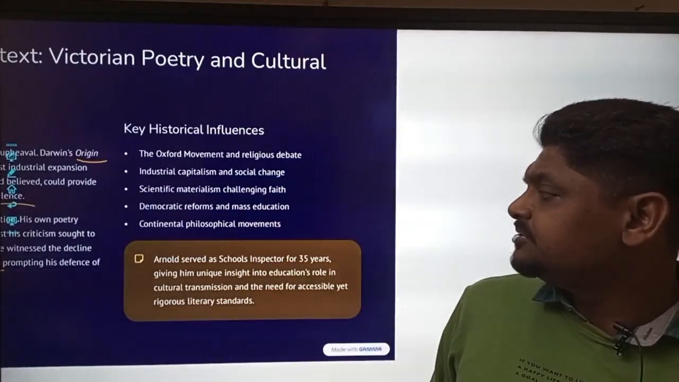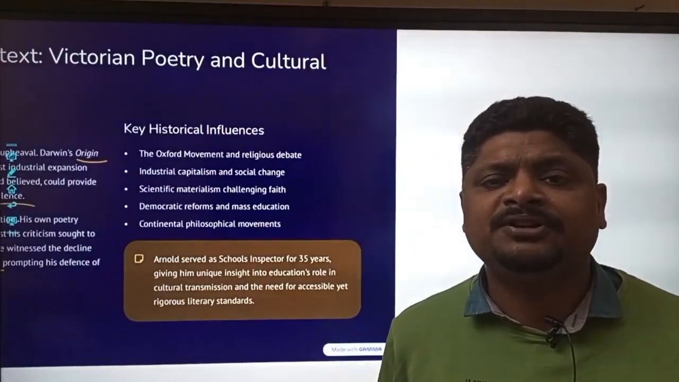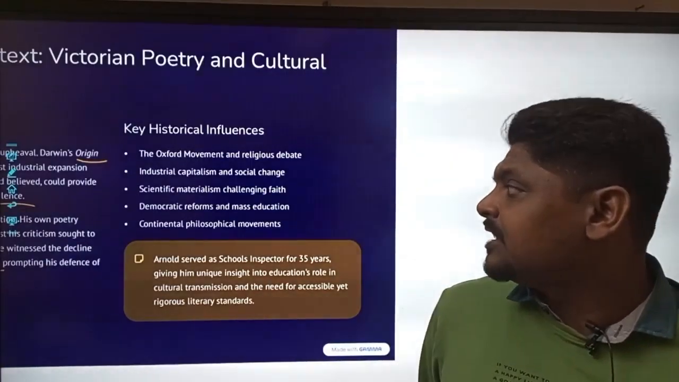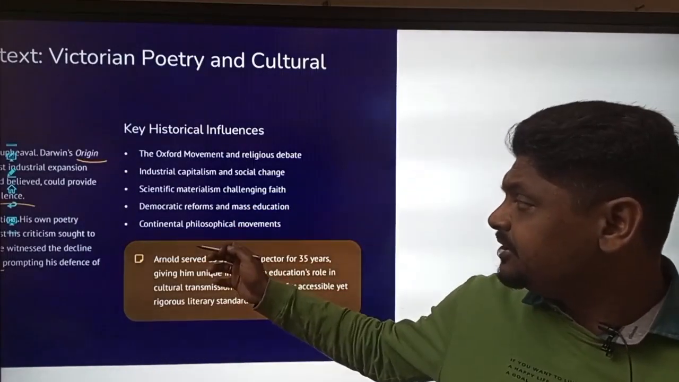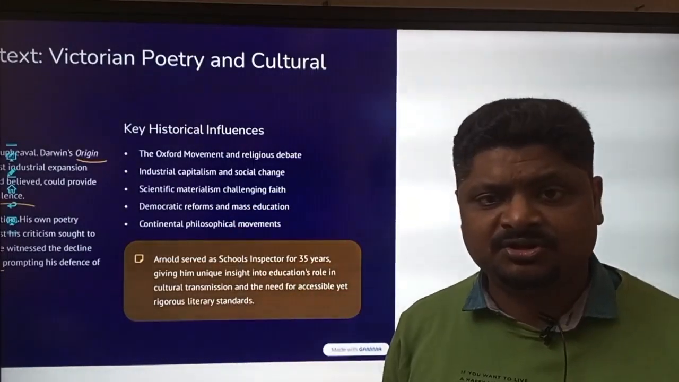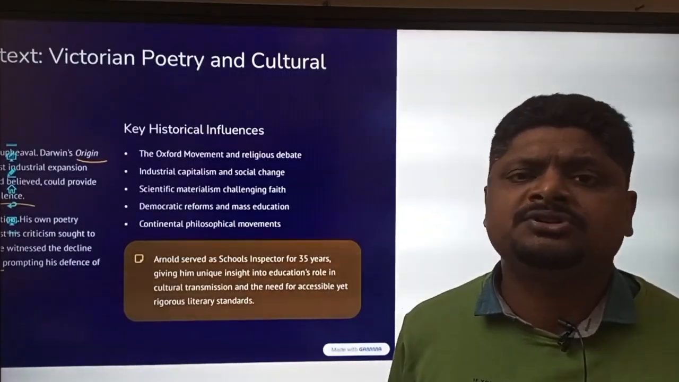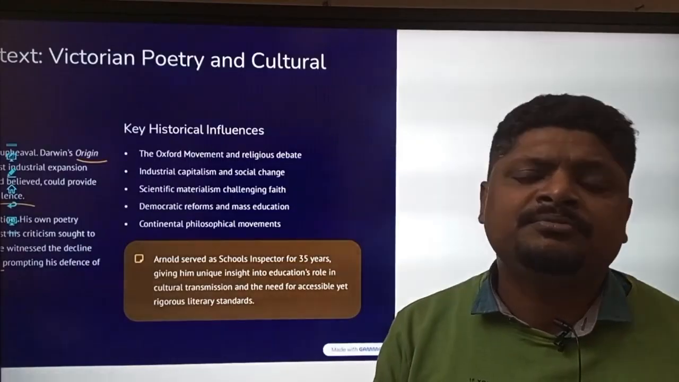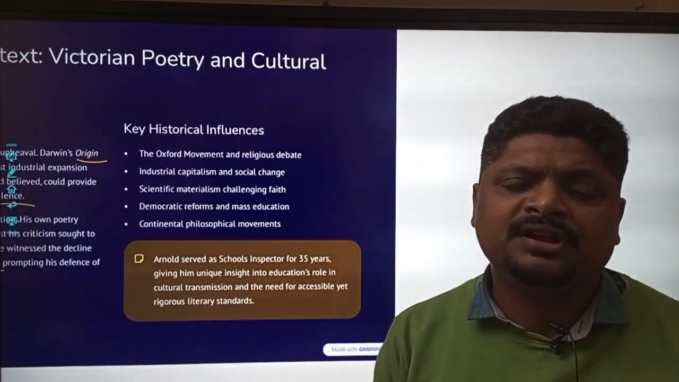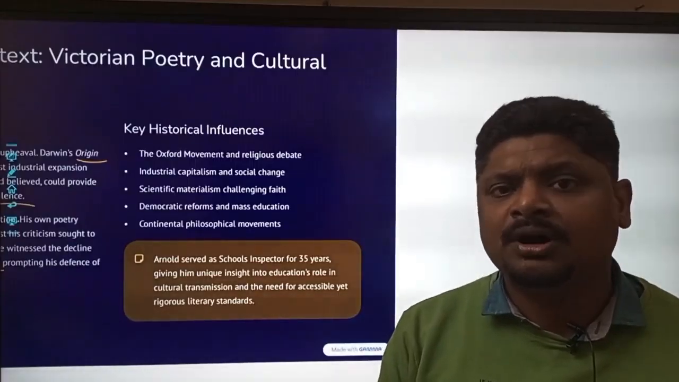Industrial capitalism and social change. Society is on the verge of completing its phase. Scientific materialism challenging faith, democratic reforms and mass education. People were becoming intellectual. That concept came and became very important in the high brow culture and low brow culture, that high art and low art.